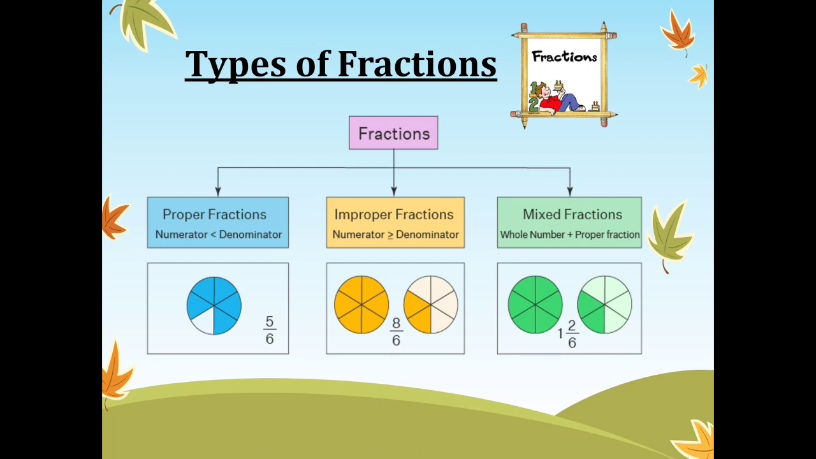Next one is your mixed fraction. Mixed fraction is the combination of a whole number and a proper fraction. For example, 1 whole 2 upon 6. Here 1 is a whole part and 2 by 6 is a proper fraction. So, the combination of a whole number and a proper fraction is said to be a mixed fraction. So, 1 whole 2 by 6 is your mixed fraction.